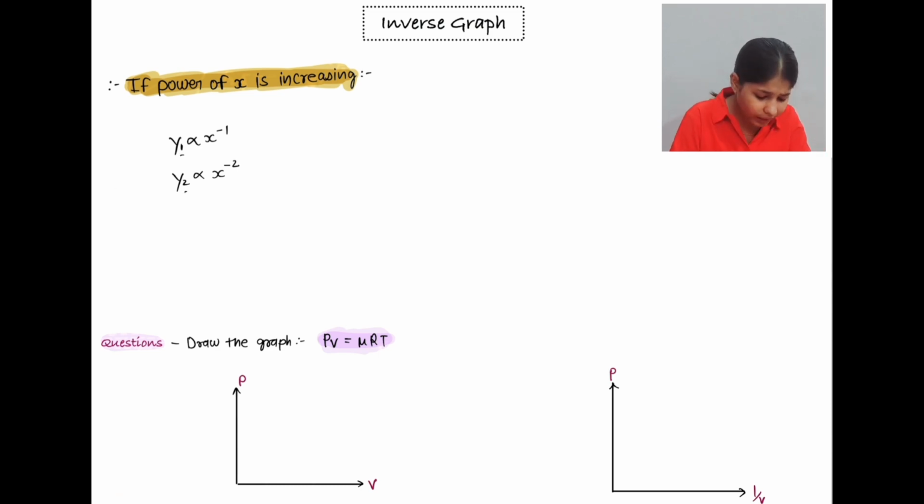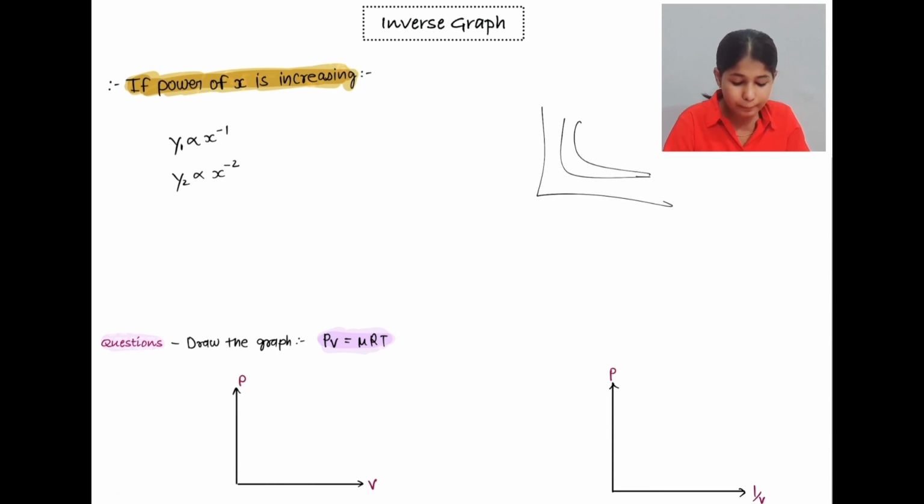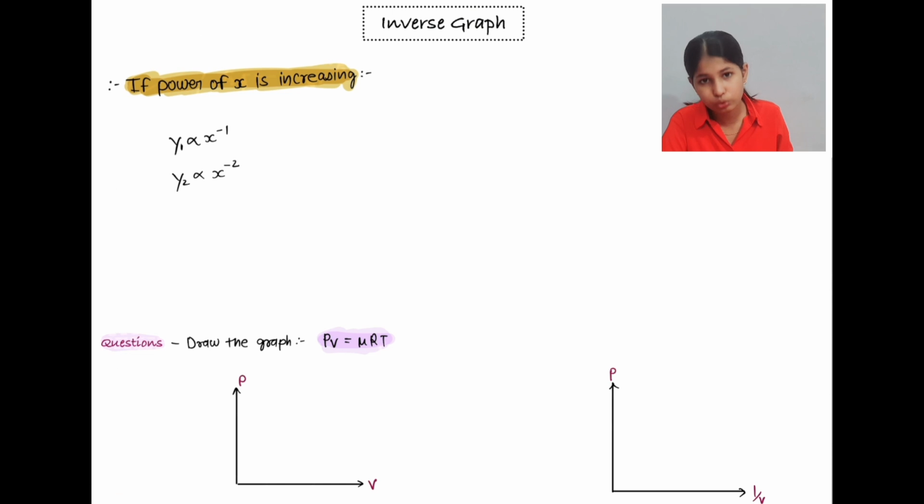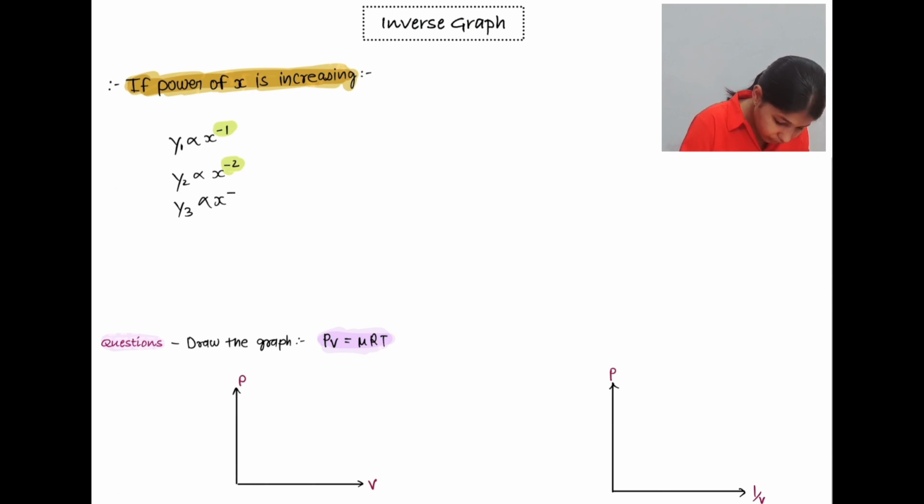Why I'm writing y1, y2: to show you, because I'm also going to plot the graph now, so that you can recognize which is condition 1, which is condition 2, which is condition 3. There is no other reason behind writing y1, y2, y3. You just have to focus on the powers here. Minus 3. Okay.